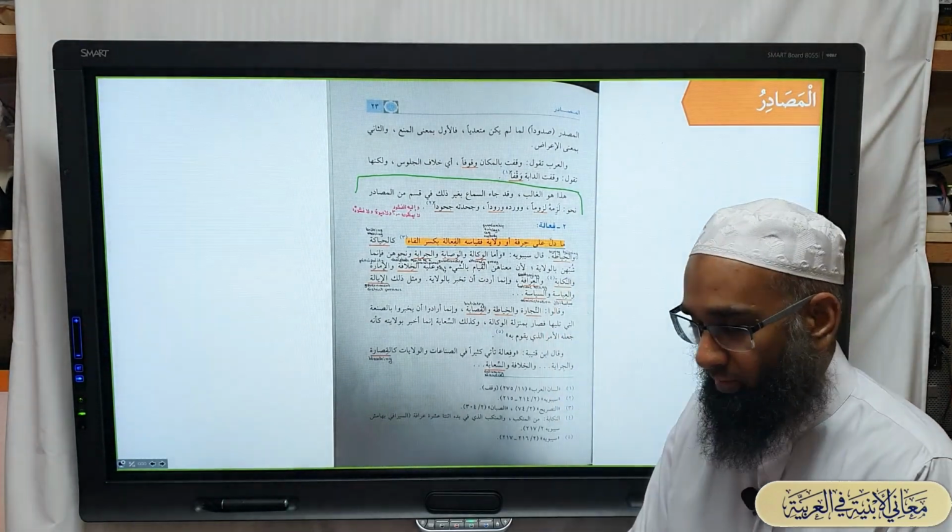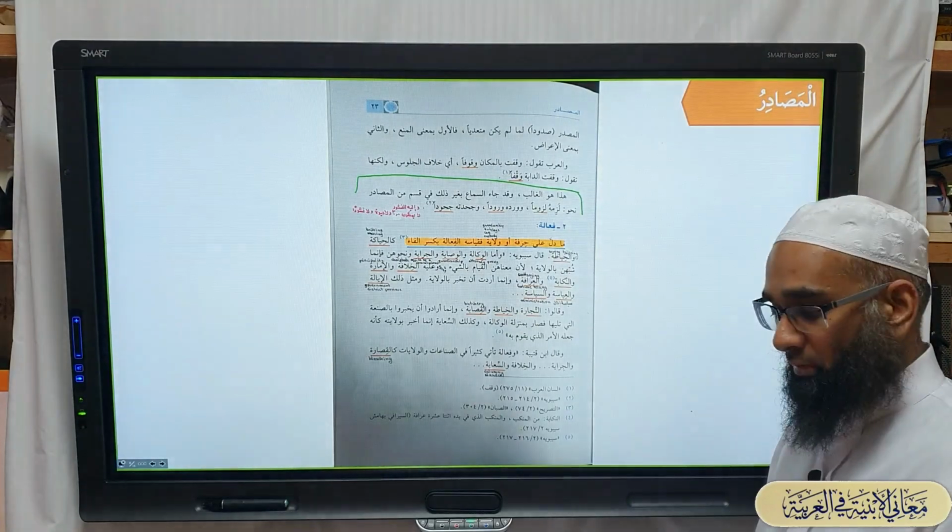Subhanakallahumma wa bihamdika. Wa nashhadu an la ilaha illa anta wa nastaghfiruka wa natubu ilayk.